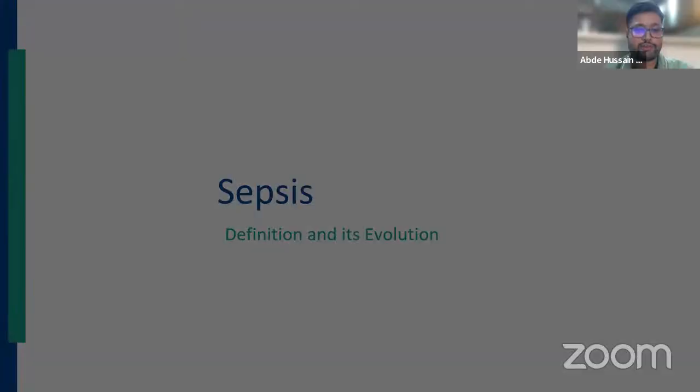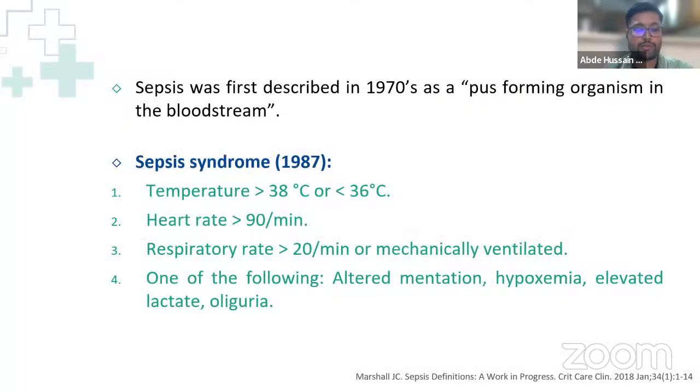So, sepsis definition. Sepsis has always been a challenge, and its definition has also been a very big challenge. The Egyptians were the first to articulate sepsis. The Greeks denoted sepsis as rotting flesh. As the understanding of bacterial infection increased, the definition was further modified. In the 1970s, it was considered a pus-forming organism in the bloodstream.